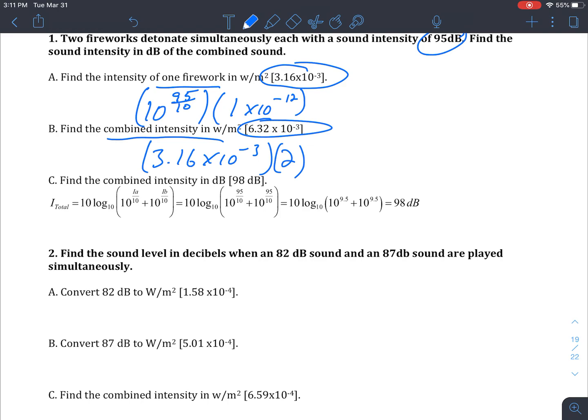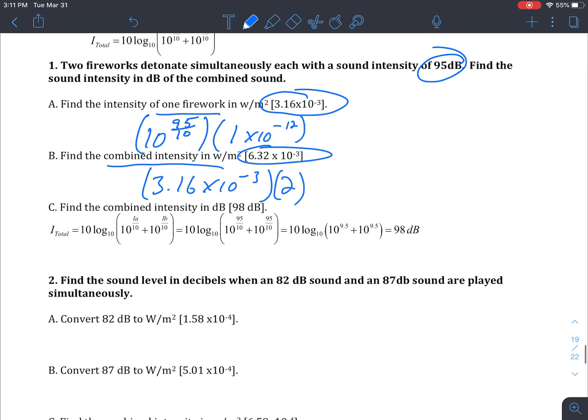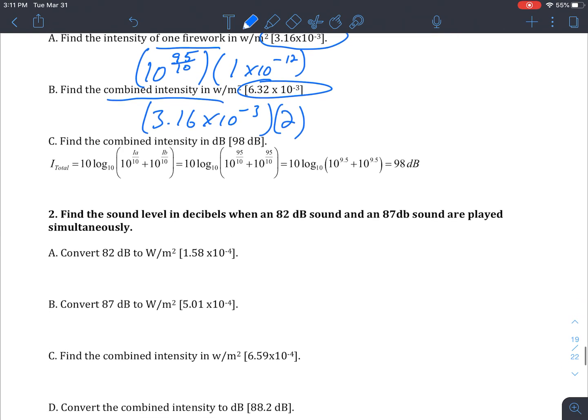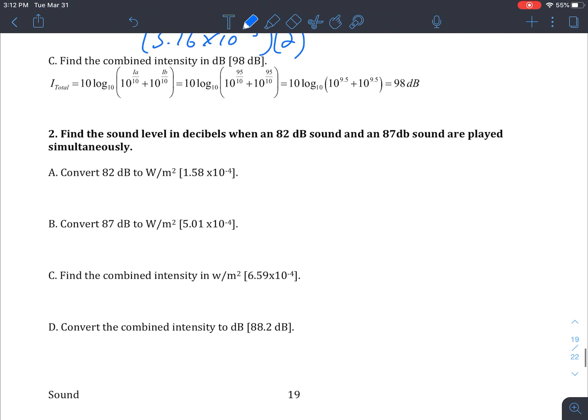And then C is done for you, to go back in to see what the loudness is in the more common decibels scale.